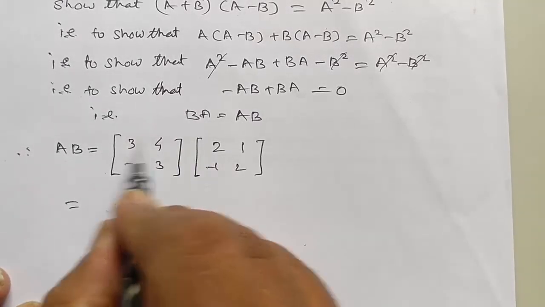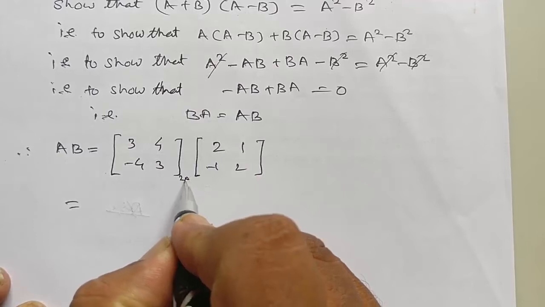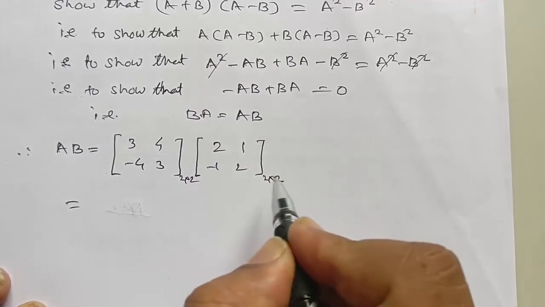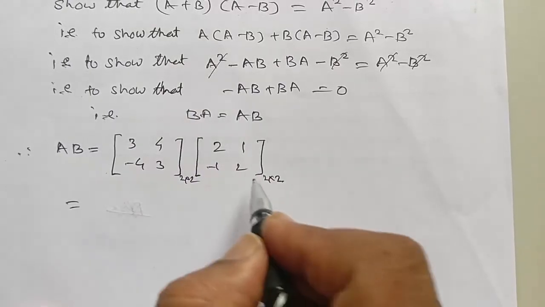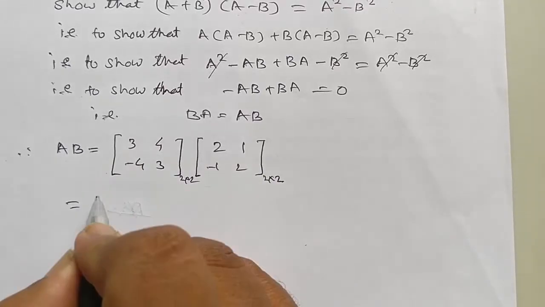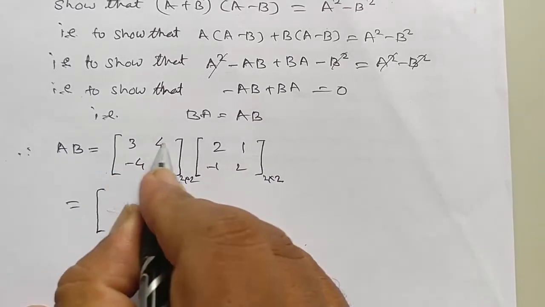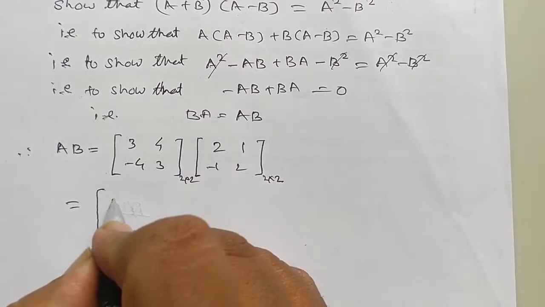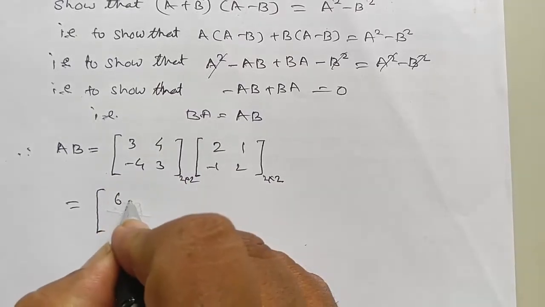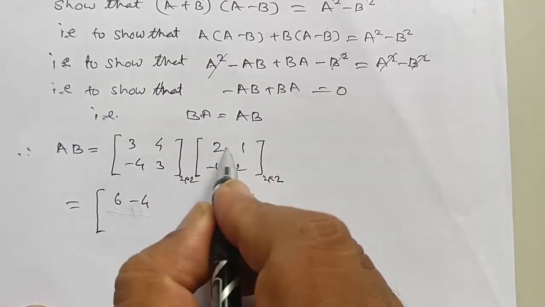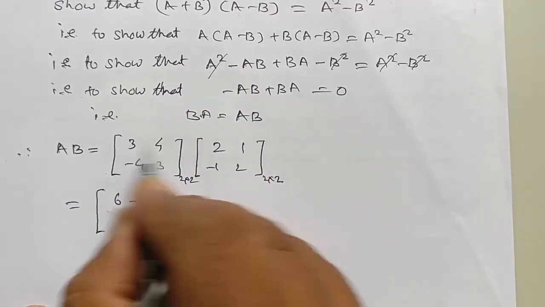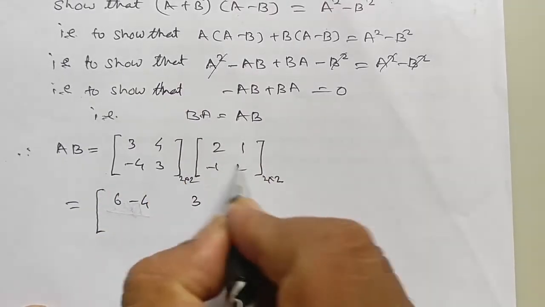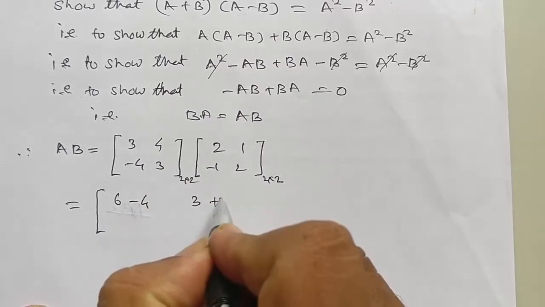Now we find the multiplication. We take first row, first column. This is a 2 into 2 matrix, this is also a 2 into 2 matrix. So the resultant matrix AB is of order 2 into 2. So this is equal to, we take first row, first column: 3 into 2, 6, 4 into minus 1, minus 4. Now first row, second column: 3 into 1, 3, 4 into 2 is 8.